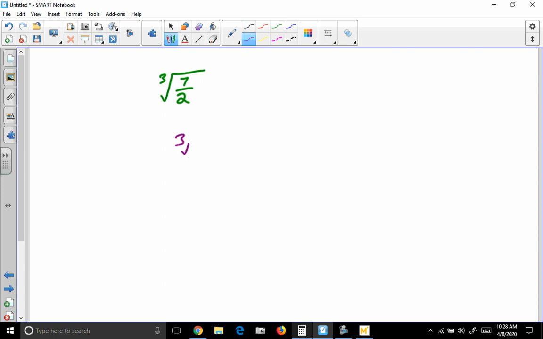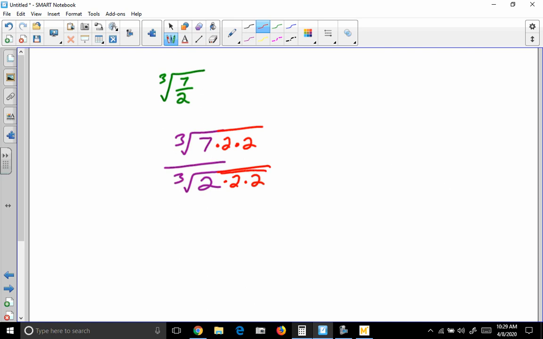Let's write this as the cube root of 7 over the cube root of 2. Again, we're trying to make the square root on bottom, or in this case, the cube root on bottom, go away. 2 doesn't break down any farther. We have one 2. If we're making a perfect cube, we need 3 of them. So if we have 1, how many more do we need to make 3? We need 2 more.